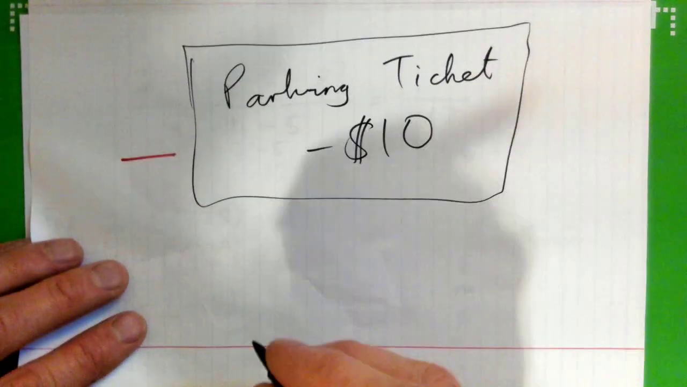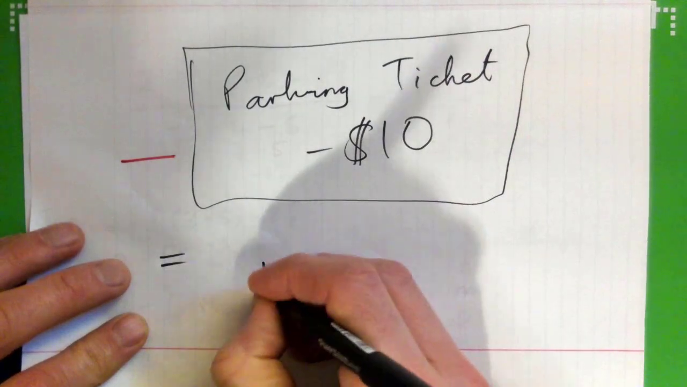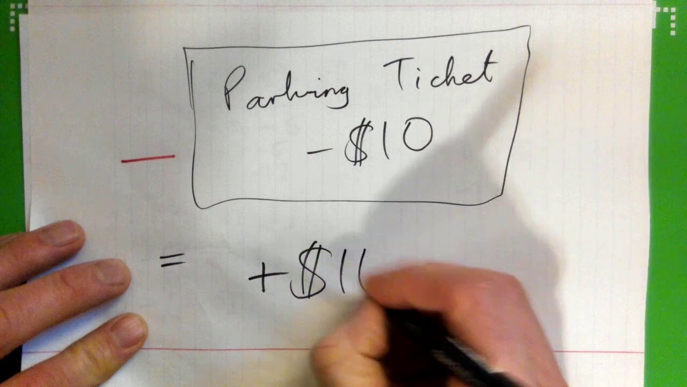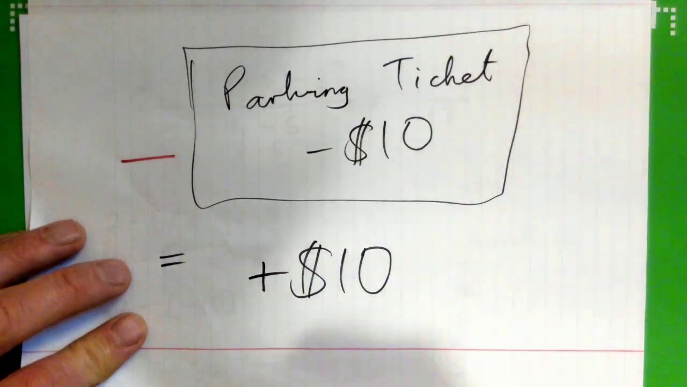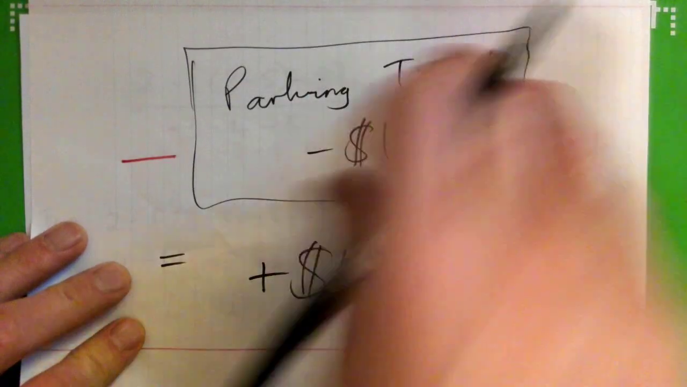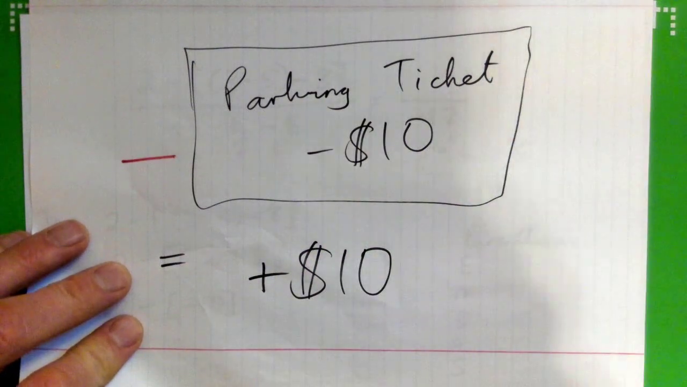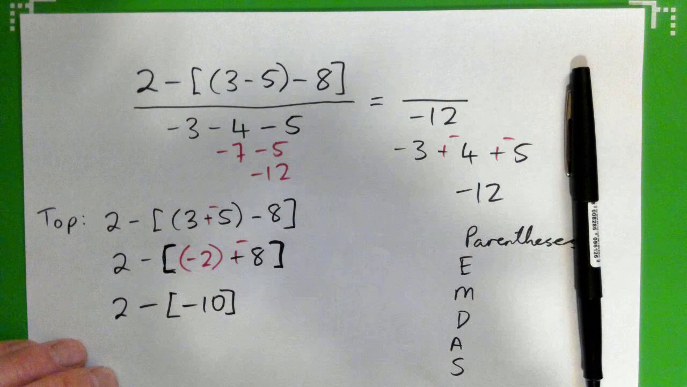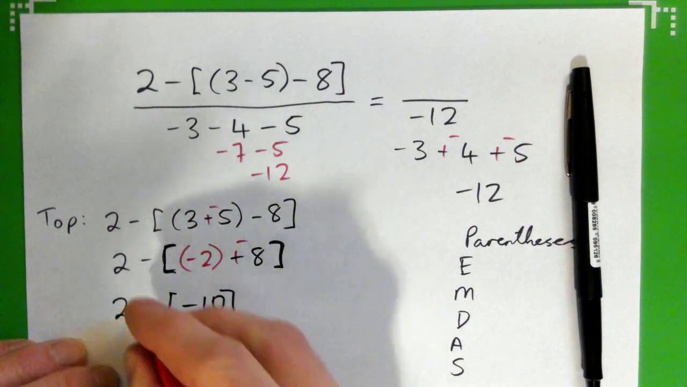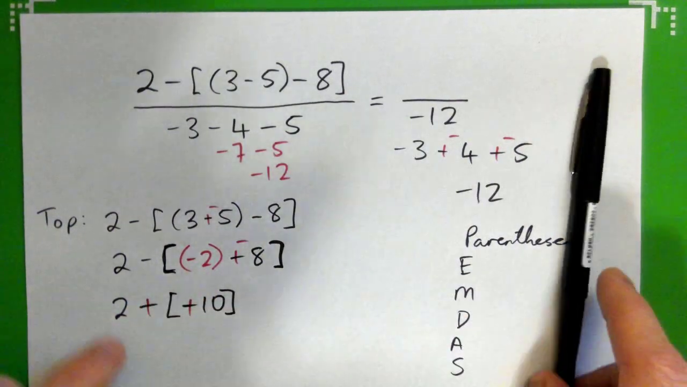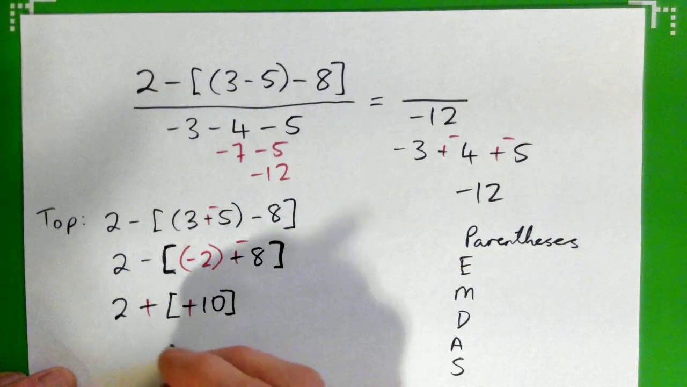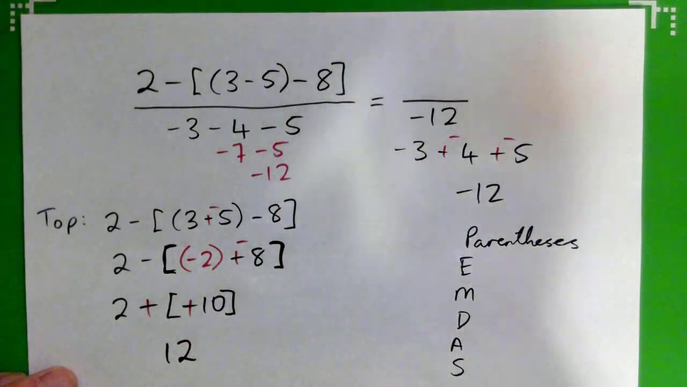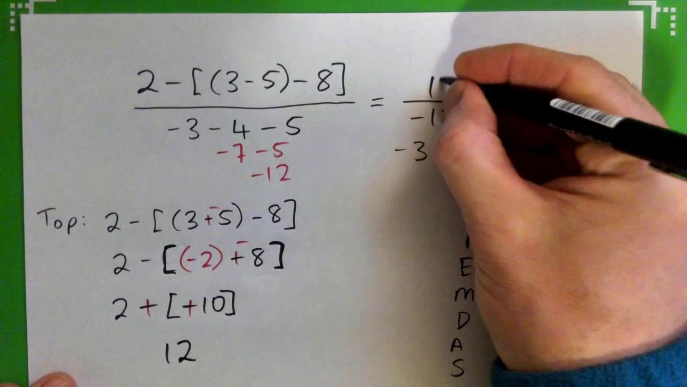So taking away a debt is the same thing as giving $10 in cash, isn't it? If I took away your parking ticket, that's the same thing as me giving you $10, right? So subtracting a negative is like giving a positive. Subtract negative, you can go plus, plus, and now it says 2 plus positive 10. Positive 12, right? So on the top we have positive 12.